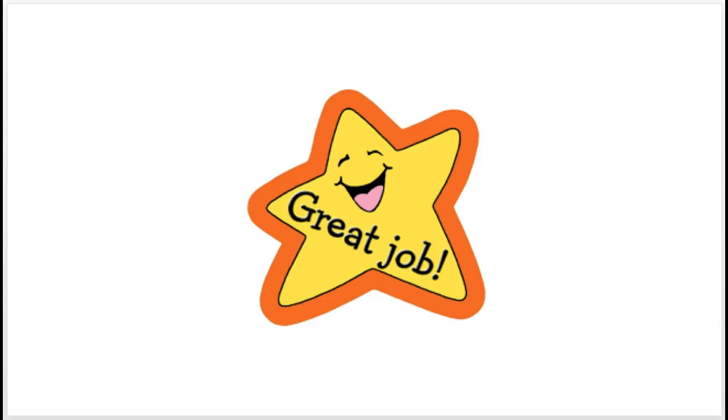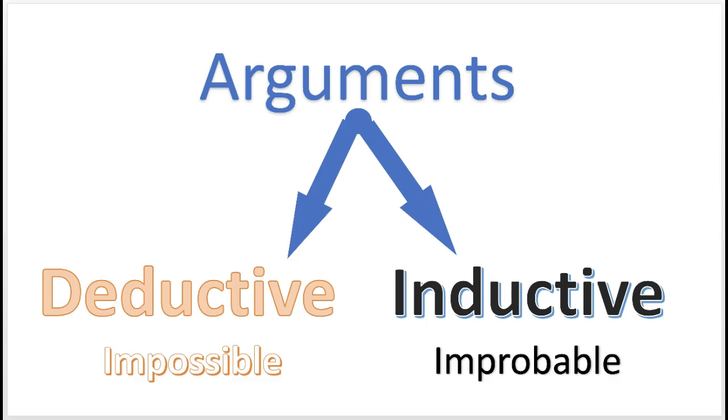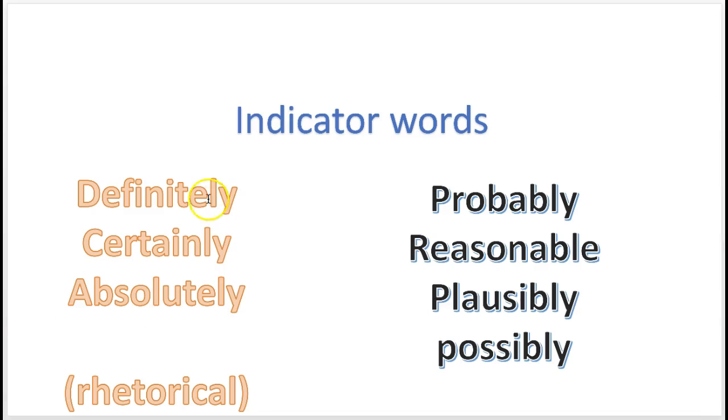Well, great job, ladies and gentlemen. You made it through it. In this video, you learned that arguments can be put into two categories, deductive and inductive. Deductive is impossible to be false, where the conclusion necessarily follows. Inductive is improbable to be false, where the conclusion probably follows. You've also learned how to identify these. Deductive indicator words: definitely, certainly, absolutely. Inductive indicator words: probably, reasonably, it's plausible, and it's possible.